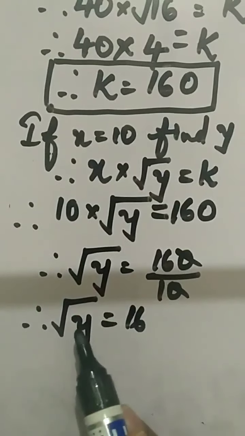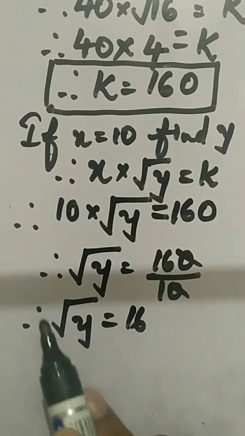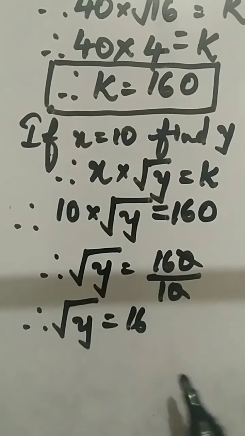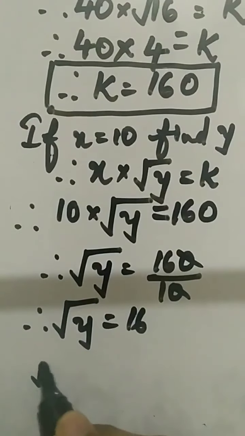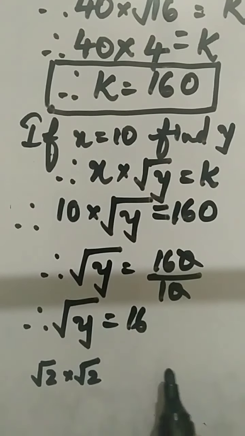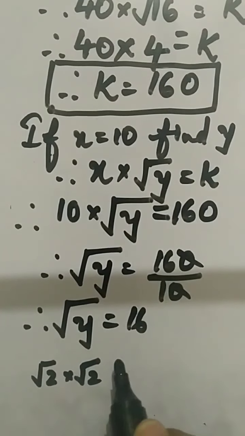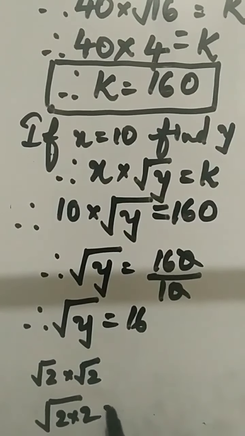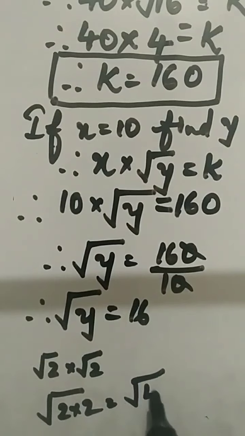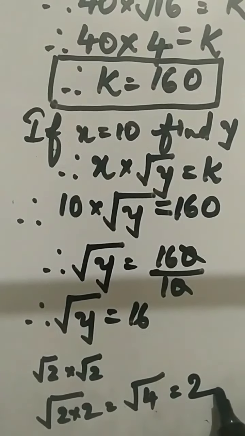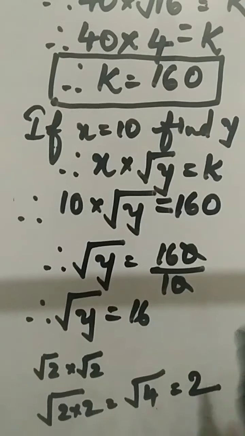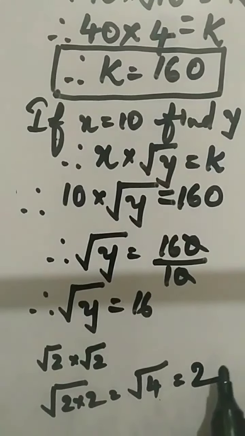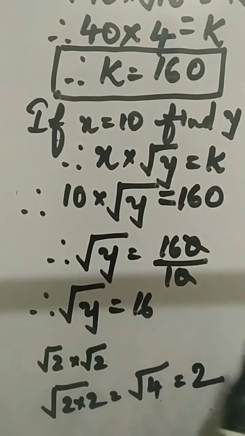Okay. Now root of y we don't want. We want y. How will you remove the square root sign? Square root into square root will be, no? See, one example I'll give you. Root of 2 into root of 2 is how much? Root of 2 into root of 2 means root, I'll write one time, 2 into 2. Okay. So what will be square root of 4? Square root of 4 is 2. Understood? That means root 2 into root 2 is 2. Root 3 into root 3 is 3. Root 4 into root 4 is 4.